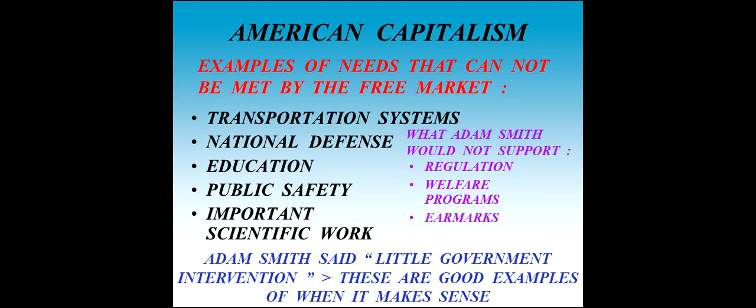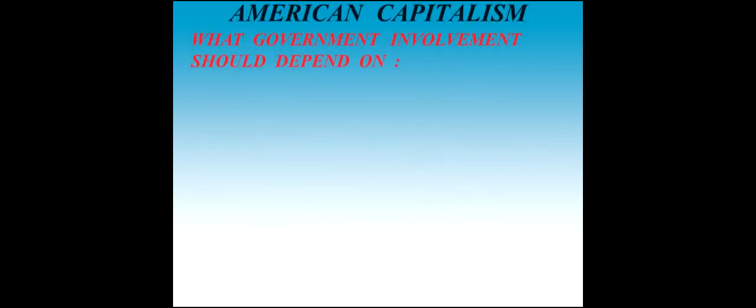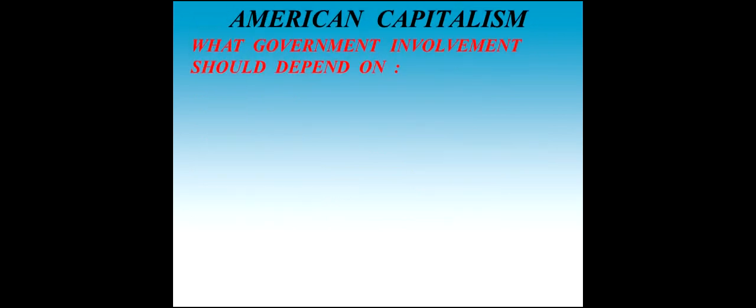Earmarks in this chapter, actually, and also subsidies. And we'll define what those are as we go down the road here. So the government is involved in our capitalist economic system, and in fact it's deeply involved. And it's this deep involvement that leads to a lot of controversy in our society, and raises the question quite often as to what should government involvement depend upon.